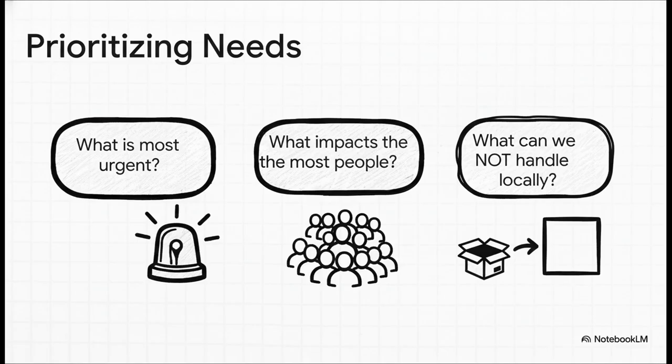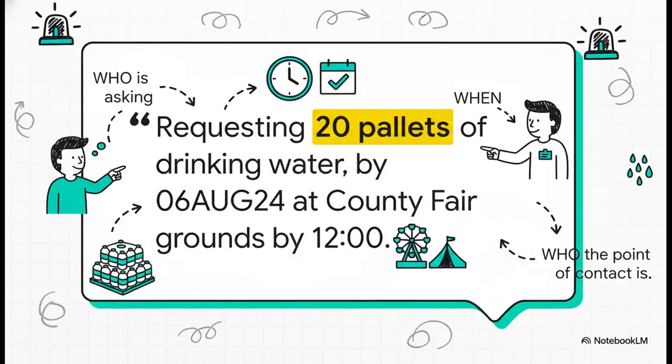First, what is the most urgent thing, the stuff that's a direct threat to life? Second, what issue is impacting the most people? And finally, a really important one, what problems are just too big for us to handle on our own, with our local resources?